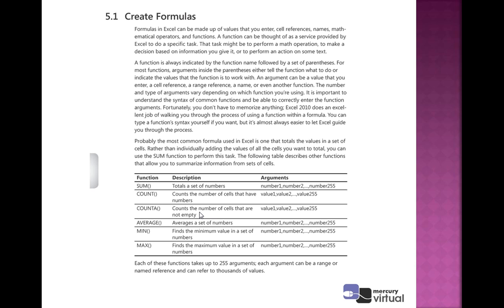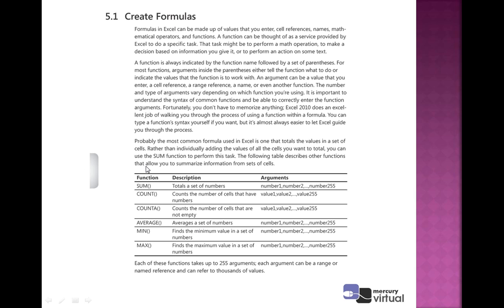Counta counts all the cells that have a number, text, symbols, and so on. But the count function only counts the cells that have a number only. Right. Then another function is the average function. It averages a set of numbers. Means it gives the average for a set of numbers.